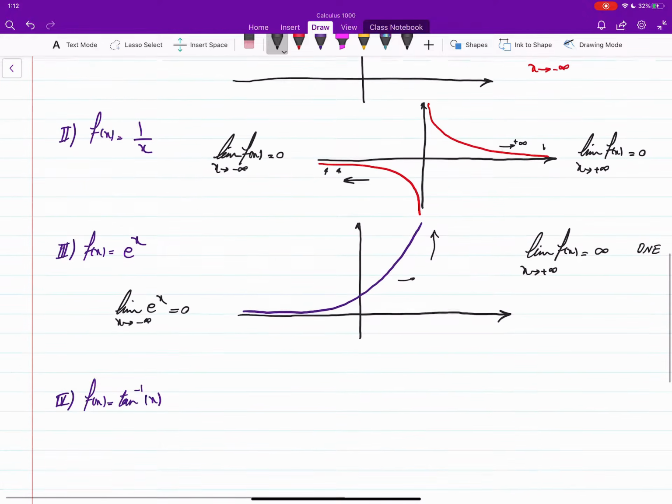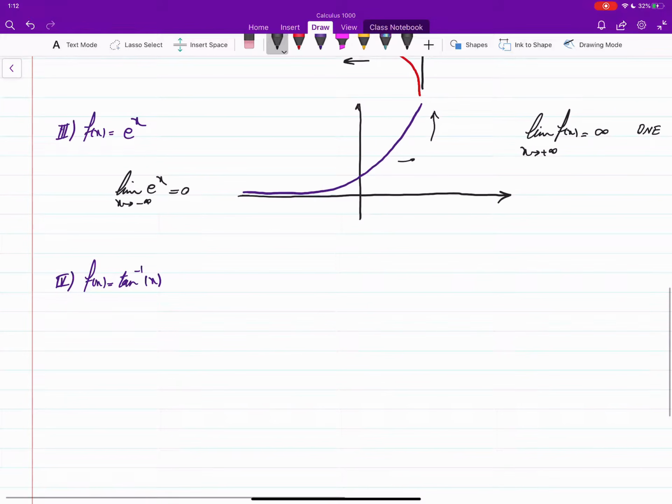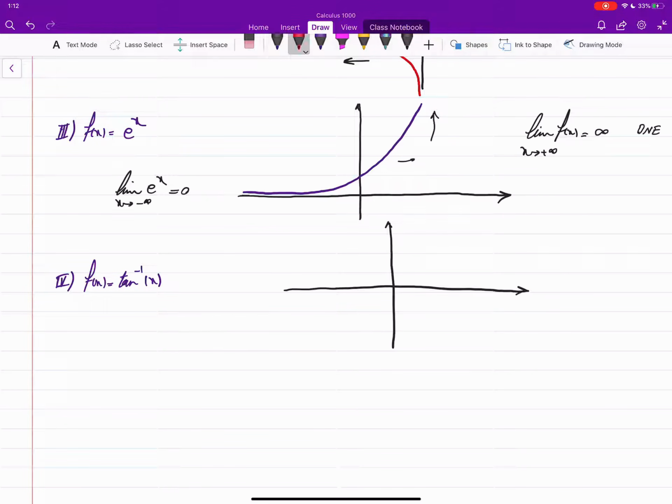How about tan inverse x? This is a nice function. You have to know the graph of this function. It is the inverse of tan, and when you sketch the graph, what you notice is that there are two numbers, pi over 2 and negative pi over 2, and the function goes like this.